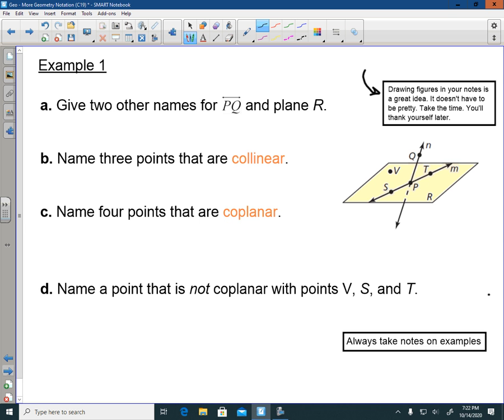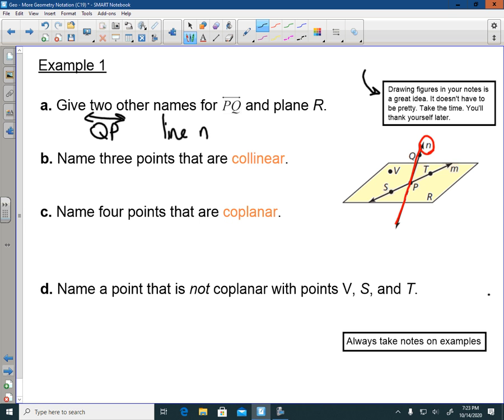So part A says, give 2 other names for line PQ and plane R. So let's start with PQ. Now, PQ is this line right here. I'll just trace it. There's line PQ. Notice that we could call line PQ line QP. We could just reverse the order and have another name for that line. Notice also that there's this little letter hanging out next to the line with no dot next to it. That is actually a name of the line, and we could say line N. And so there's 2 names for PQ.